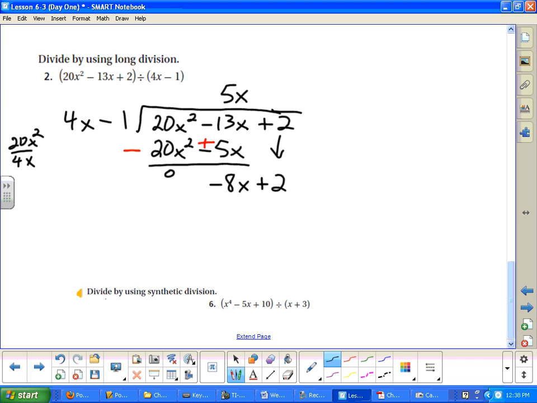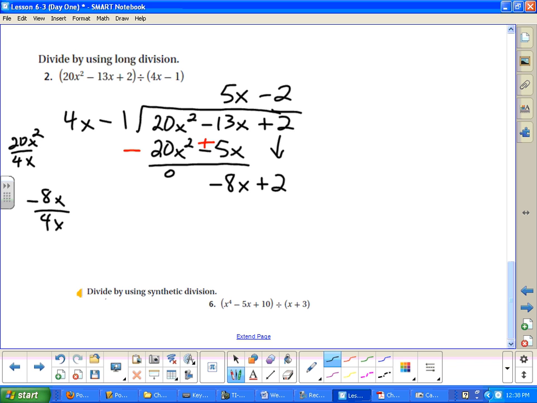And if ever you're missing one here, so if it said 20x cubed and then 13x, and there's no x squared, you'd put a 0 in there for x squared. Now I take negative 8x and divide by 4x. So I take the first term I've got here, divide by the first term here. Negative 8 divided by 4 is 2, and the x's cancel. This would be negative 2.